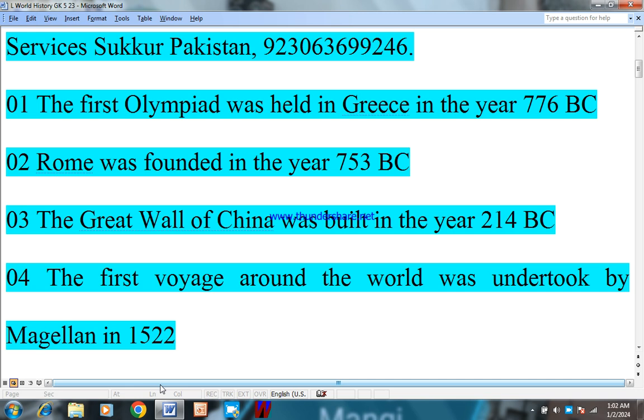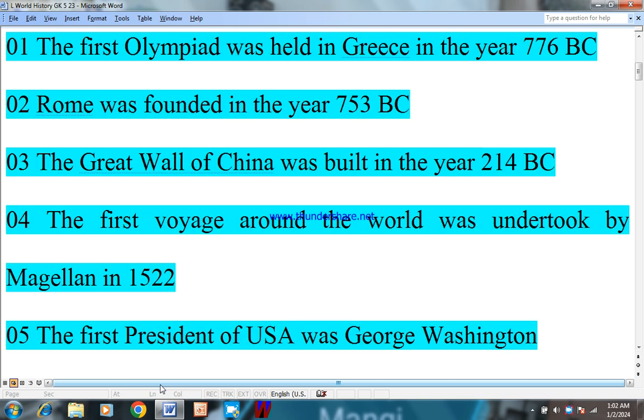And now let us come to our topic. Question number 1 is, the first Olympiad was held in Greece in the year 776 BC. Number 2, Rome was founded in the year 753 BC, means before Christ. Number 3, the Great Wall of China was built in the year 214 BC before Christ. Number 4, the first voyage around the world was undertaken by Magellan in 1522.